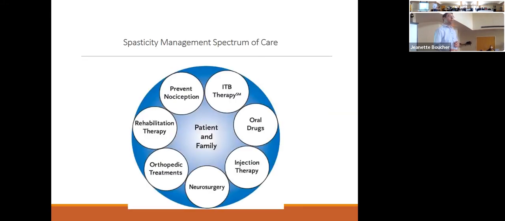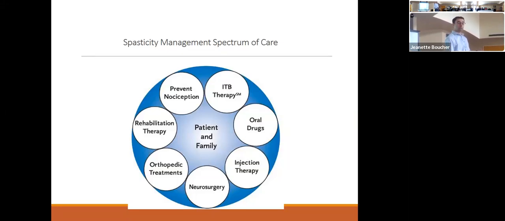So when we talk about spasticity management, I mentioned that stretching is kind of the foundation. This here is just kind of a concept map of all the different types of treatments that we can provide to patients. So this includes rehab, obviously, oral medications, injections, potentially orthopedic interventions, or even surgery if it gets to that point.